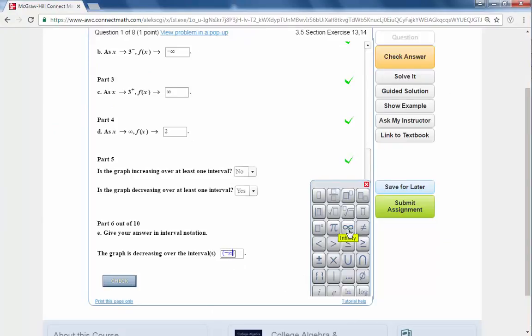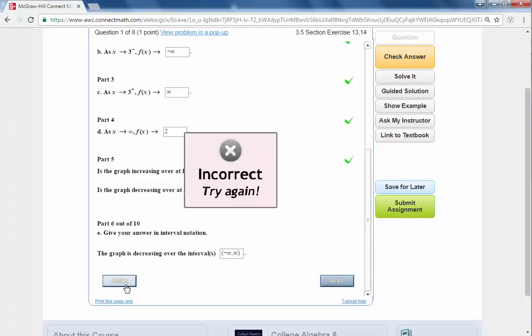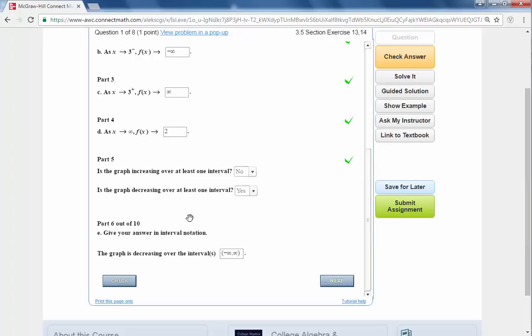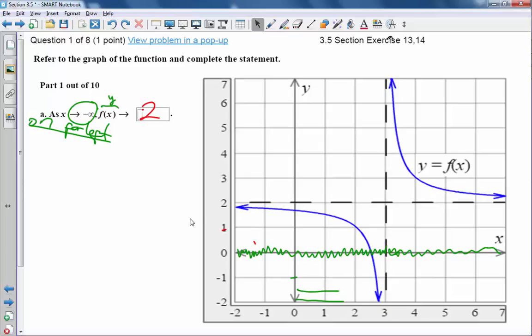Negative infinity, comma, infinity. I'm wrong again. I don't know this subject very well. What is wrong? You can't have 3 included. We cannot have the bad guy that gave us a headache earlier.